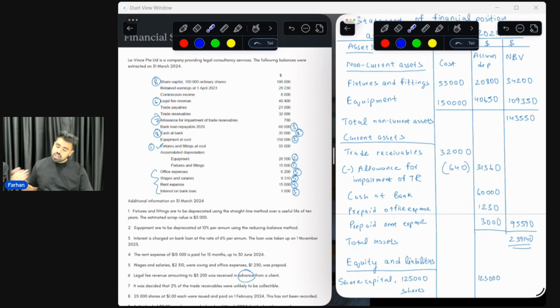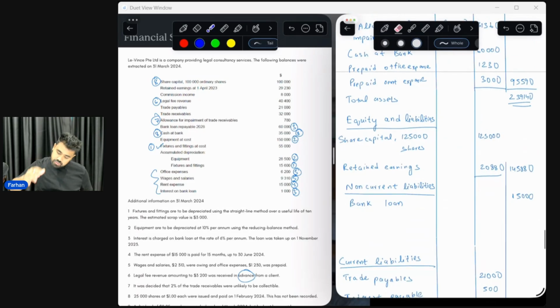What our goal ultimately is to make sure that we have a net amount of 239,140 for the equity and liabilities as well. This is mainly using the accounting equation, which says that total assets must always be equal to the total of equity and liabilities. So let's see what's going on. For equity and liabilities, we first start with the equity amount, okay? And that is to include the share capital.